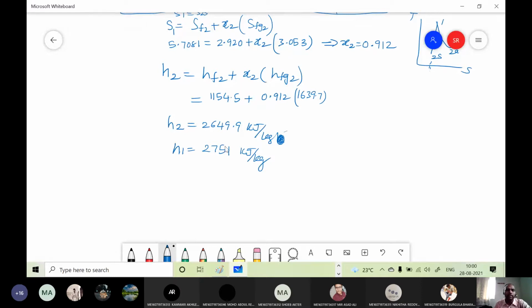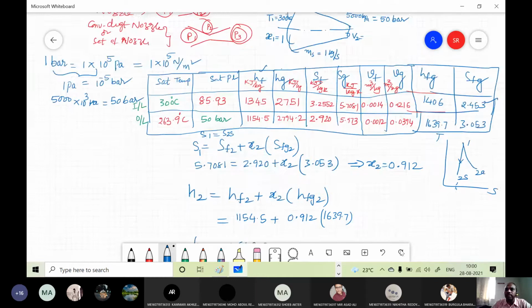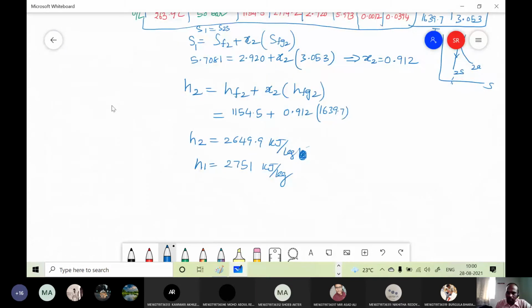You can see the enthalpy is decreased from inlet to outlet. That enthalpy drop is converted into kinetic energy, an increase in kinetic energy. And what is he asking in the problem? He is asking to calculate the exit velocity of the steam. So V is equal to 44.72 under root delta H, the enthalpy drop. Delta H is H1 minus H2, because enthalpy is decreasing from inlet to outlet.